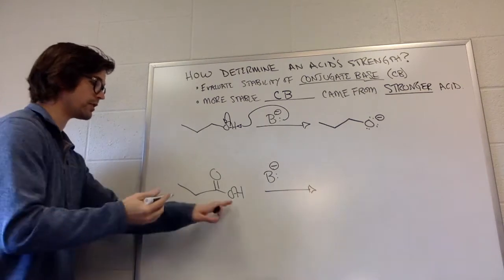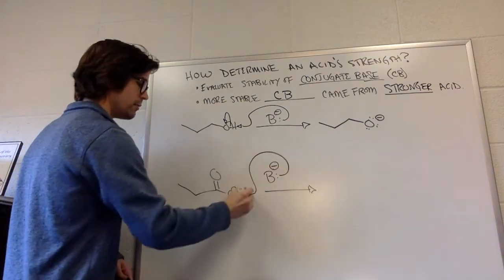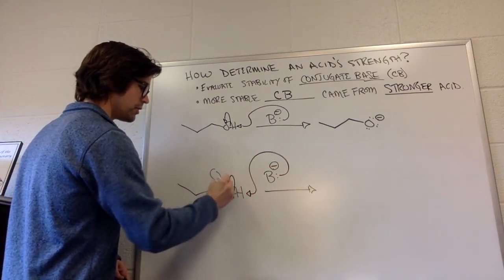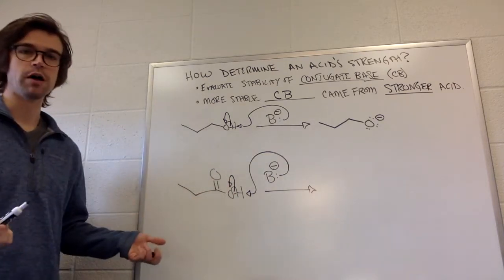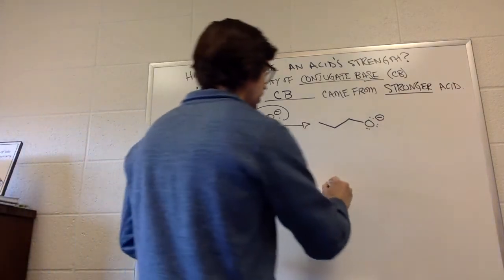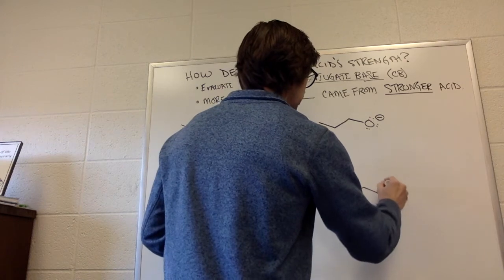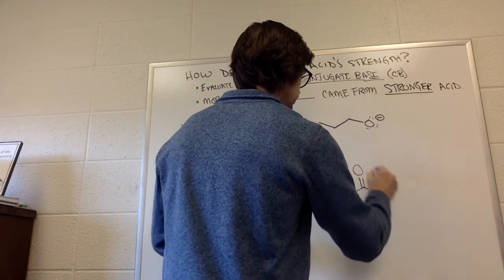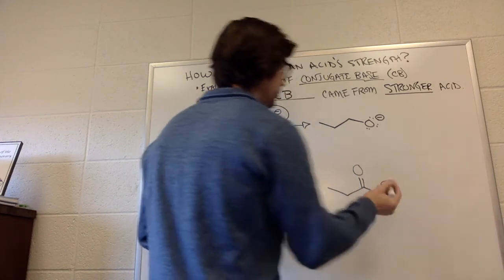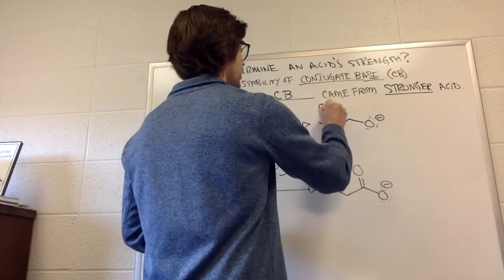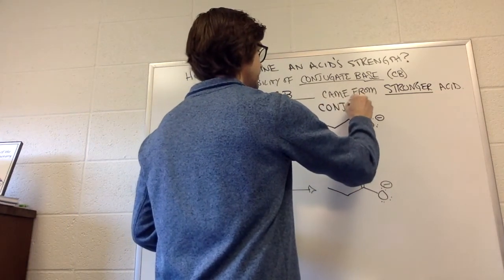Same thing over here for this carboxylic acid. The base would just grab the proton. That OH bond would break to generate our carboxylate conjugate base over here. So over here we have the conjugate bases.